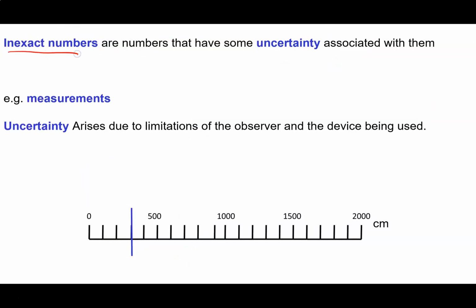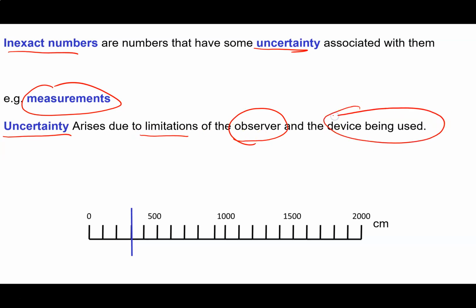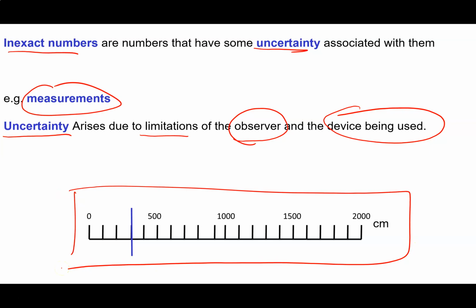Inexact numbers, measurements, always have some uncertainty associated with them. That uncertainty comes from two places. It's due to the limitations of the person making the measurement, and it's due to the limitations of the device being used. We're not talking about mistakes when we talk about errors. We're talking about the uncertainty that is present even though we are doing everything correctly. You can see that in this example here is a ruler, and the divisions on this ruler are every 100 centimeters.